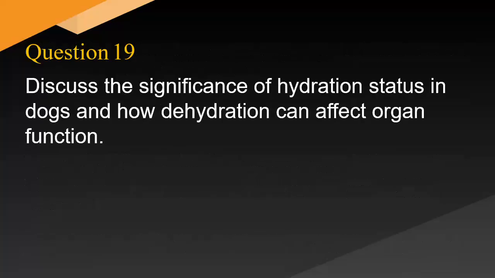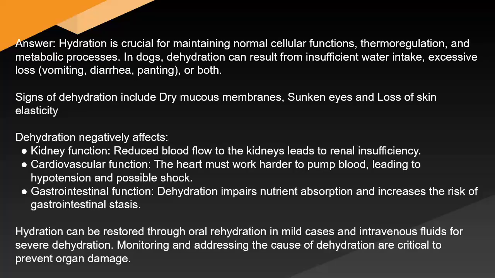Discuss the significance of hydration status in dogs and how dehydration can affect organ function. Answer: hydration is crucial for maintaining normal cellular functions, thermoregulation, and metabolic processes. In dogs, dehydration can result from insufficient water intake, excessive loss, vomiting, diarrhea, panting, or a combination. Signs of dehydration include dry mucous membranes, sunken eyes, and loss of skin elasticity.